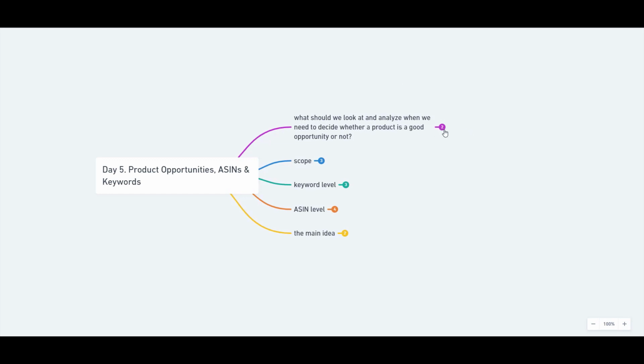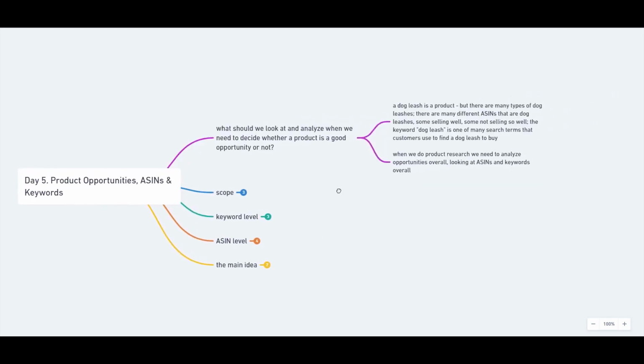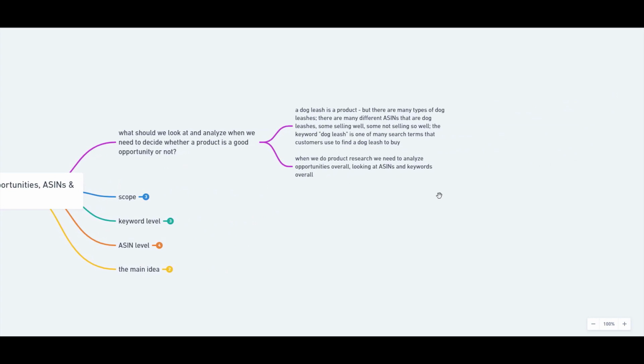So what should we look at and analyze when we need to decide whether a product is a good opportunity or not? I will start with an example. A dog leash is a product, but there are many types of dog leashes. There are many different ASINs that are dog leashes, some selling well, some not selling so well. Also, the keyword dog leash is just one of many search terms that customers use to find a dog leash to buy. So the idea here is that dog leash is a product and we need to decide if it's a good product opportunity or not.